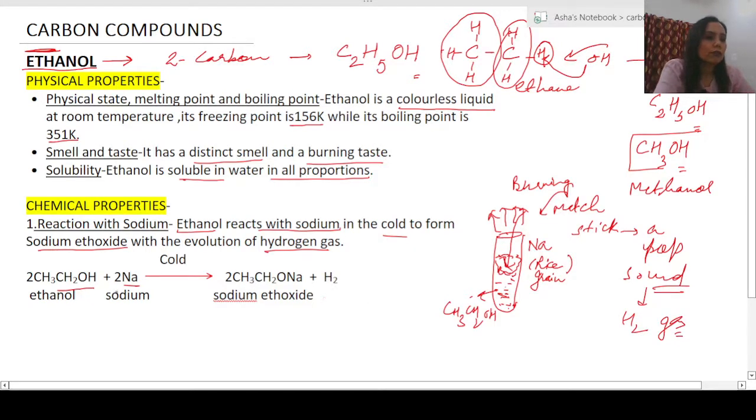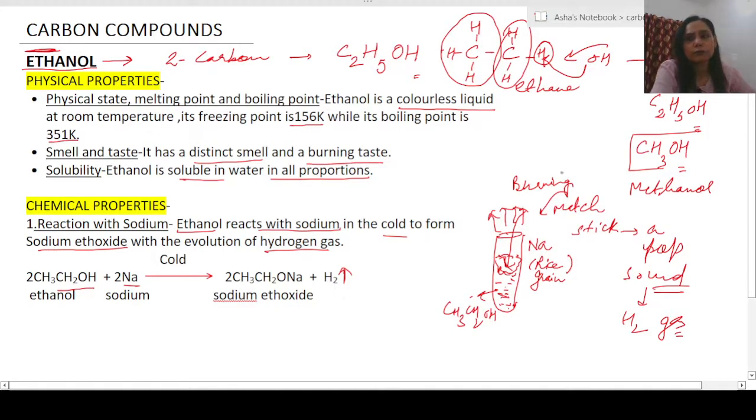So whenever we add a metal like sodium, which is one of the highly reactive metals, to ethanol, and there is no need to heat this solution, you will get sodium ethoxide. Sodium ethoxide is a salt, and there is an evolution of hydrogen gas.